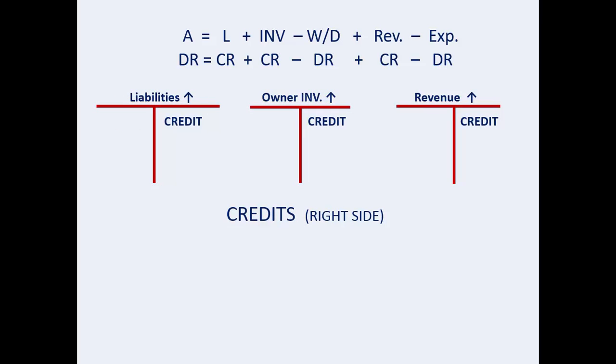The credit normal balances: liabilities, owner's investment, and revenue. Credits are on the right side. L, liabilities, I, investment, R, revenue. This is just a memory trick while you're first learning this, but do what works for you.